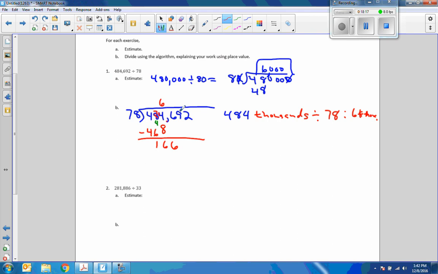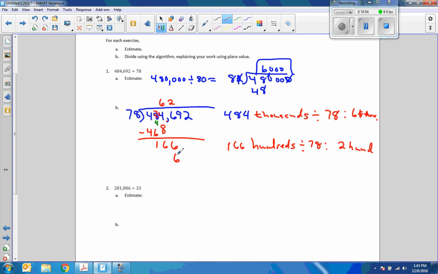Okay. And that is 166. We have 2 decimal places after that. Call those zeros, and that would be 100. So now I say 166 hundredths divided by 78, and we get 2 hundredths. So we have 6 thousandths, 2 hundredths.